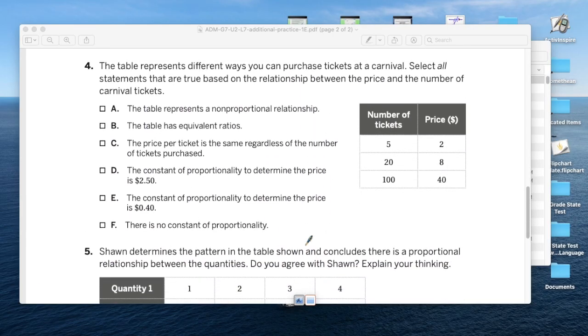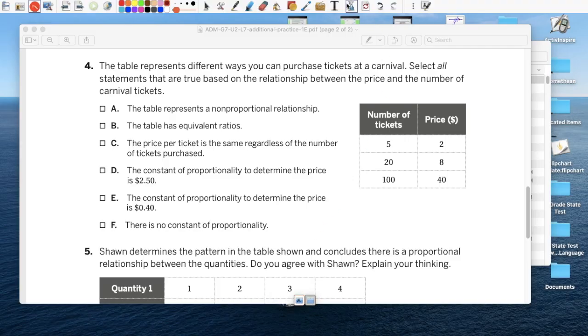Four, the table represents something. Let me actually just find this. They're asking us if the relationship is proportional. The table represents a number of tickets. Okay, first of all, let's check it out. So let's find the unit rate, right? Times what? And let's put in one over here. So we gotta find the unit rate.